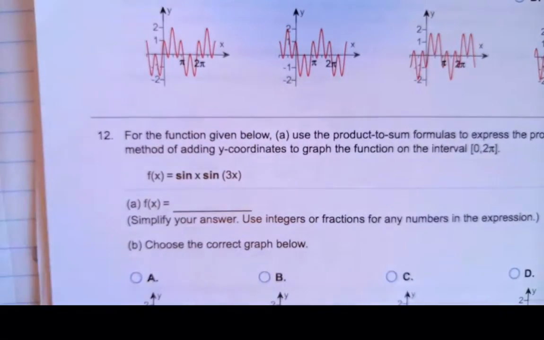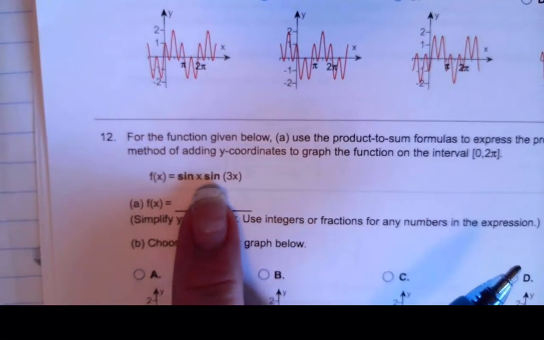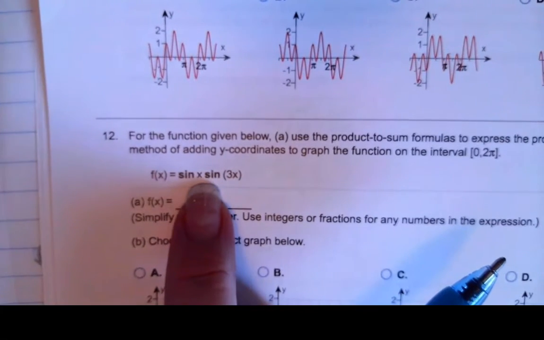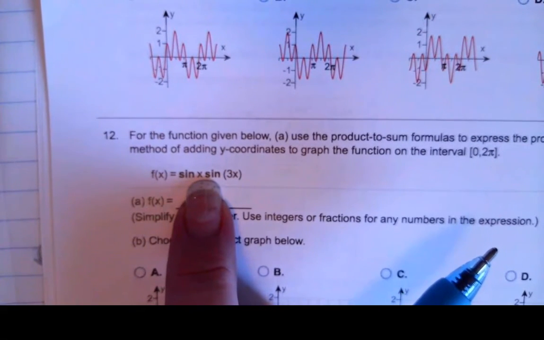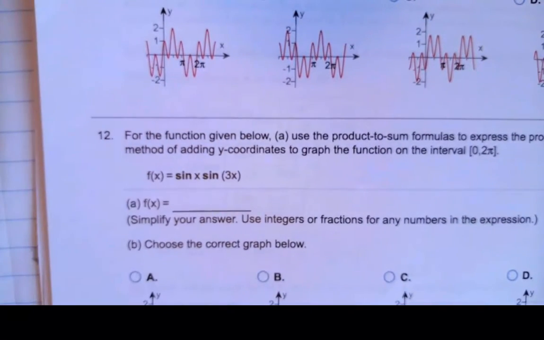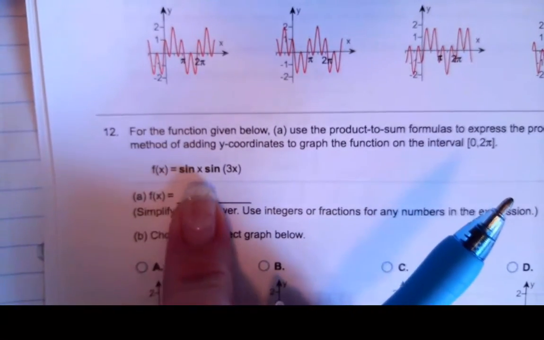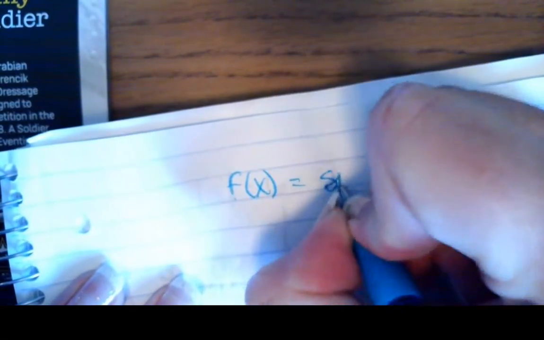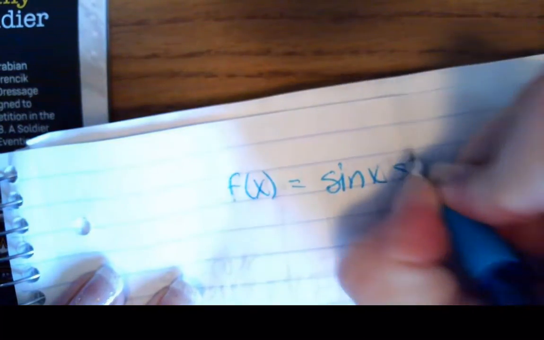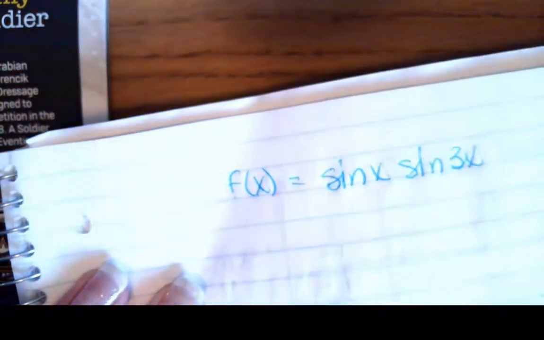So this next one, to finish out this video, I'm just going to show you because you need to use your trig identities. What I'm given is a product, and I'm supposed to rewrite this product using product to sum formulas so that I can write this as an addition subtraction problem. So I have f of x equals sine x times the sine of 3x.